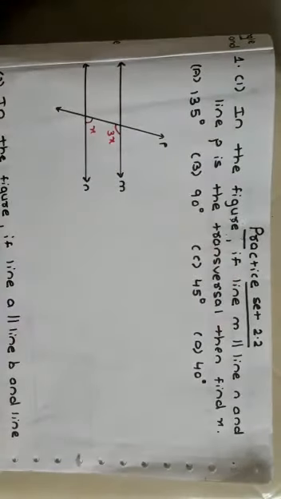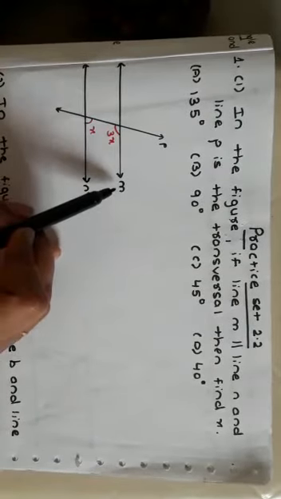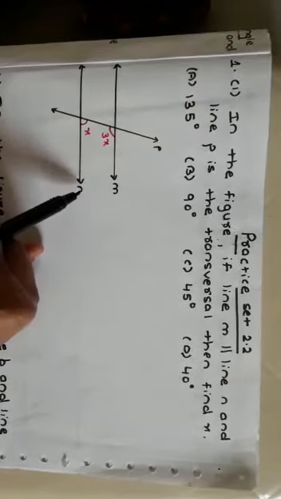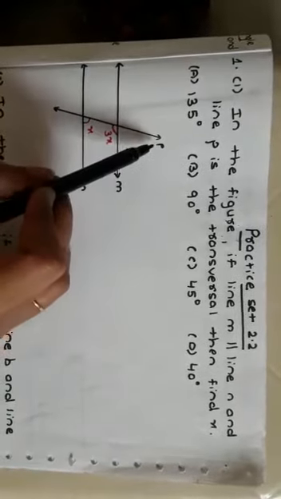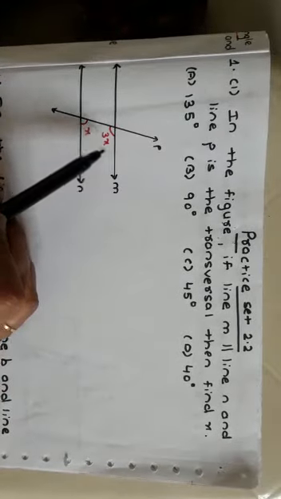Practice set 2.2. In the figure, line M is parallel to N and P is the transversal. Now here we need to find the value of x.